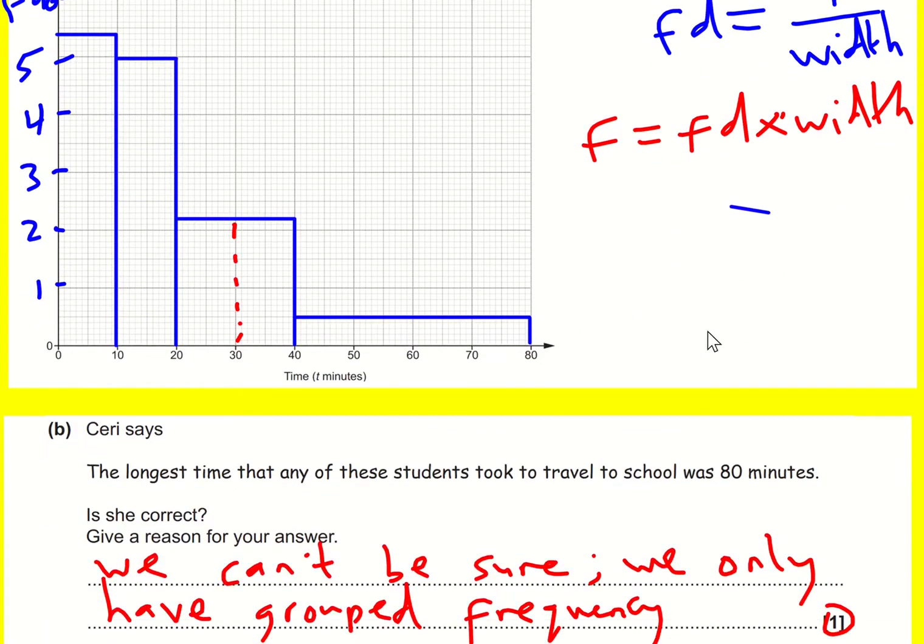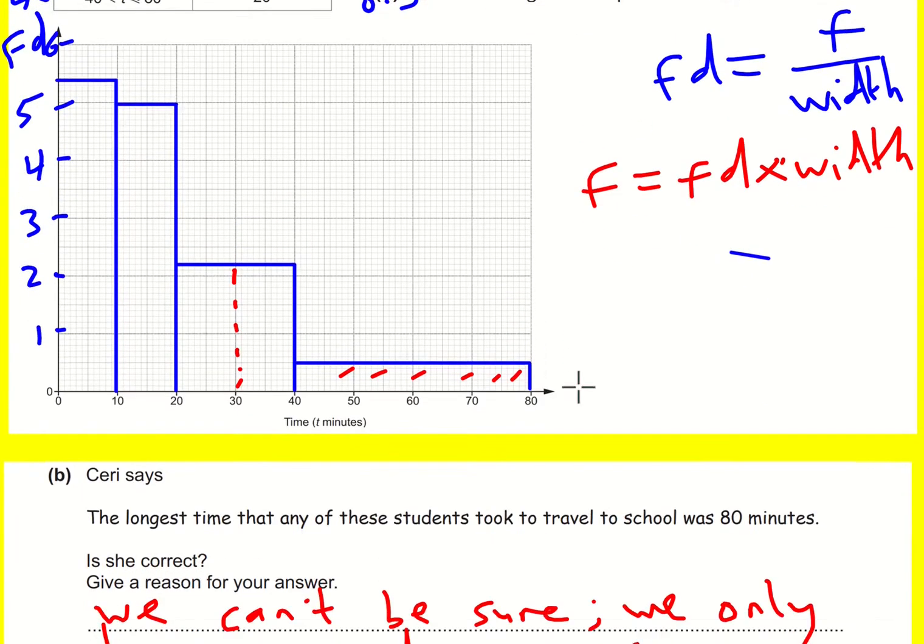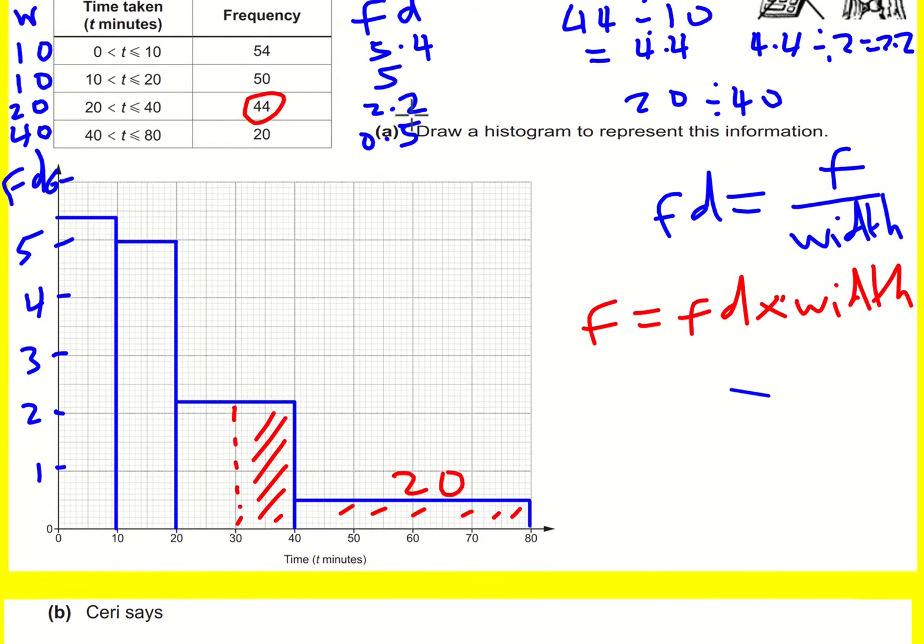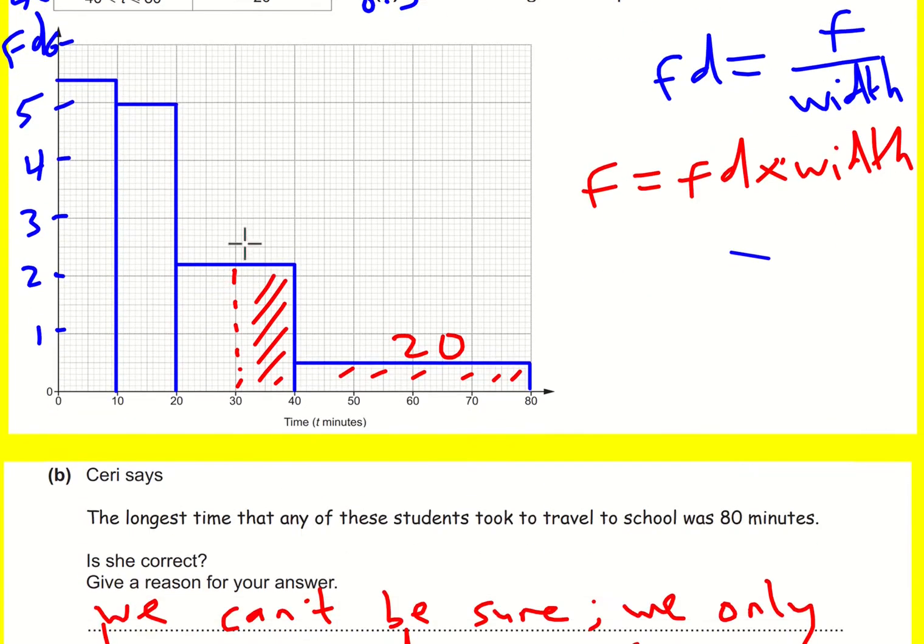If I want to know how many people took more than 30 minutes, well, it's going to be these people, which I already have as 20. And then it's going to be half of the people between 20 and 40. So it's going to be 22 people here. I could have done 10 times 2.2 instead if I wanted to work out this. If it was like 37 to 40, I could do 3 times 2.2 to work out the number of people approximately in that interval.